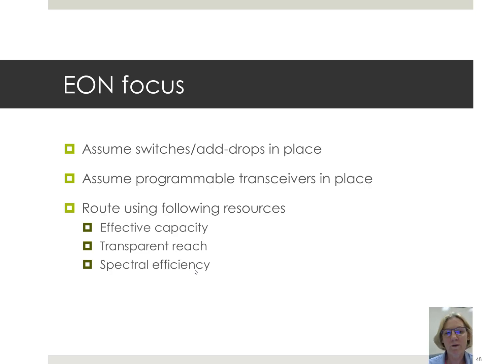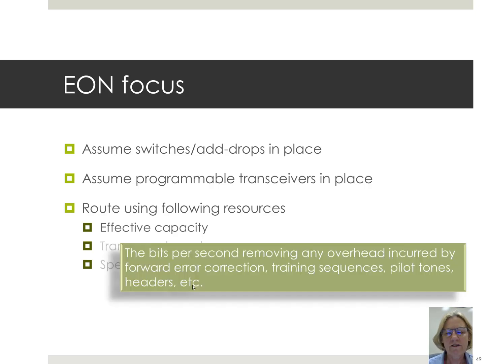So in order to be able to do my routing, I can assume that these things are in place, but I have to have information or visibility into these qualities of the physical layer in order to do an effective routing at the network layer. When I say effective capacity, what I'm trying to say is the bits per second, I have to remove any overhead incurred, for instance, in forward error correction or training sequence or pilot tones or headers or whatever. I have to know what that hit is so that I can come up with an effective capacity.